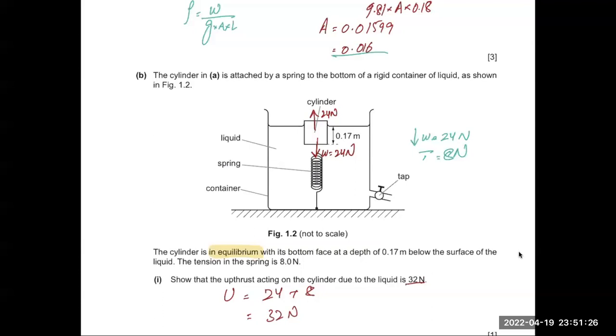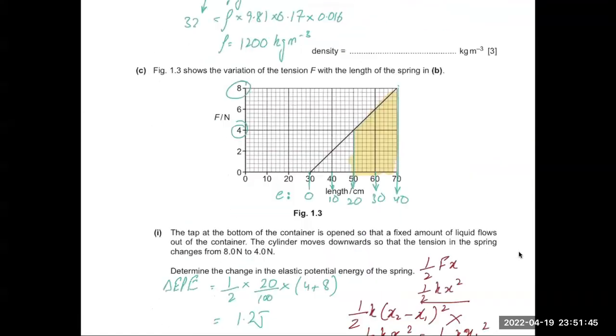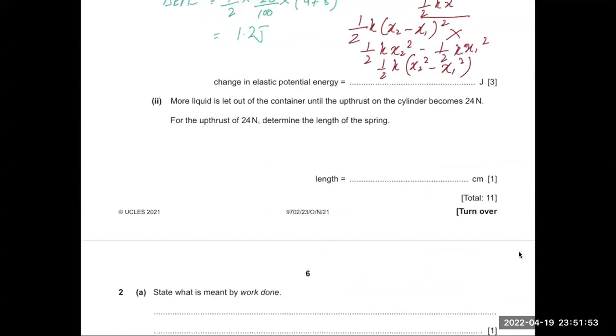Now, if I ask you, what is the tension in the spring? Given that the upward force is 24, downward force is 24, what is the downward force exerted by the spring? There is no downward force. There is no tension because W is equals to upthrust. So T should be 0. If the tension is 0, if the force is 0, what will be the length of the spring? The length of the spring will be 30 centimeters. The spring experiences no tension. Hence, it will be at its original length, unextended length.